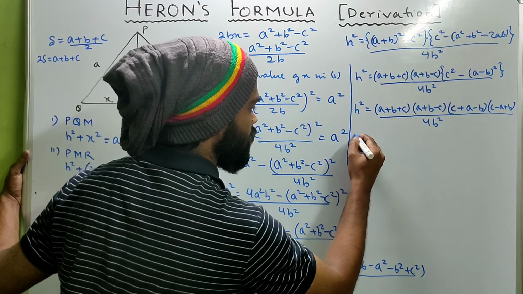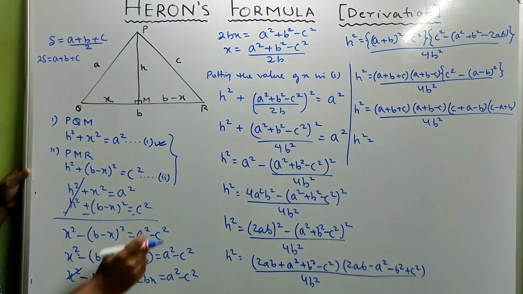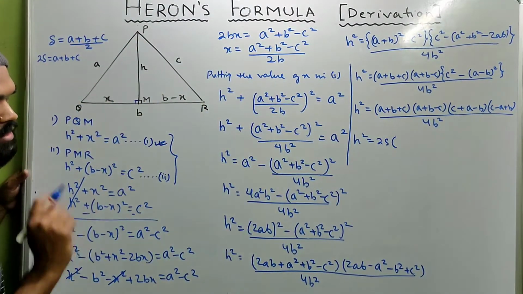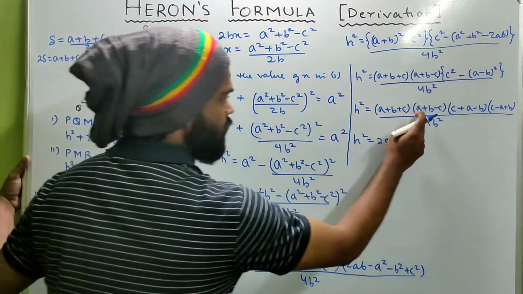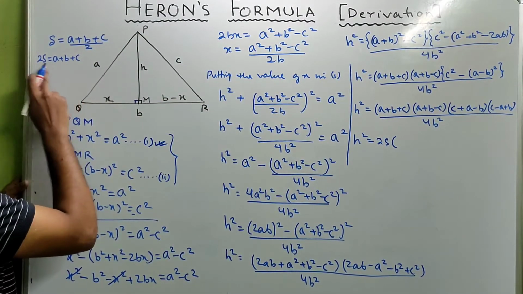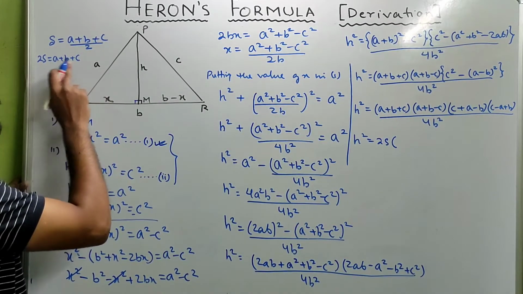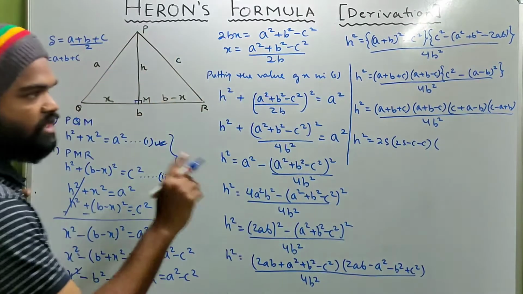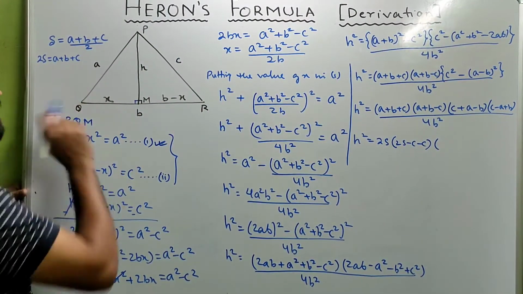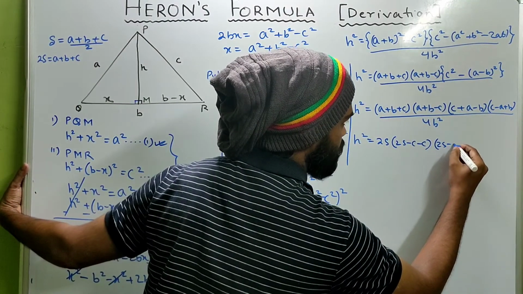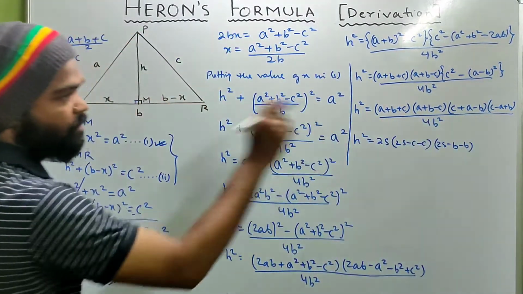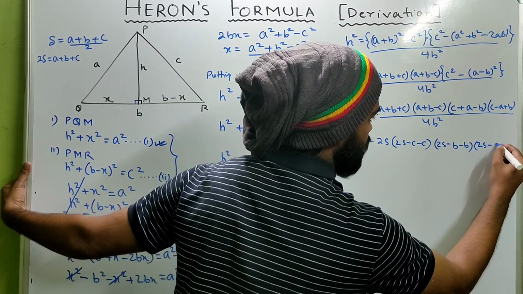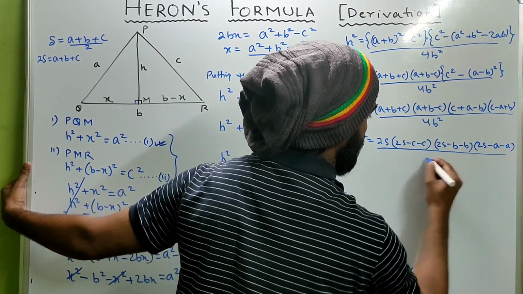Now look carefully. h square equals to, instead of a plus b plus c, I can write 2s. Look carefully. a plus b minus c. Now, instead of a plus b, can I write 2s minus c? 2s minus c minus c. Then again, c plus a, can I write 2s minus b? 2s minus b minus b. Similarly, b plus c over there. So b plus c, I can write 2s minus a. So this is 2s minus a by 4b square.